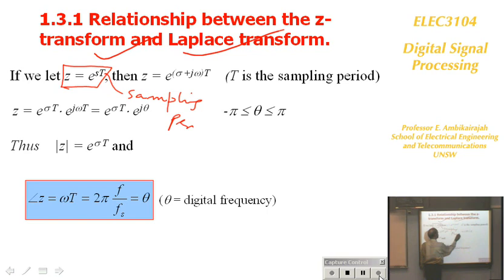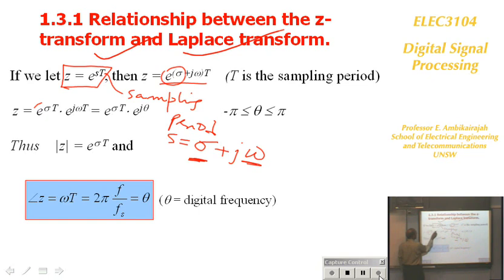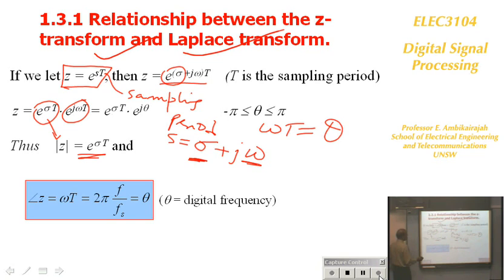And s is known as sigma plus j omega. This is your transient part and this is your steady frequency part. If you substitute that one here, this is what you get. You then group that one separately. You get that one and that one. Omega T we have defined as our theta, remember? So we can say the modulus of that will be that part. And then we can say the angle of this transform is theta.